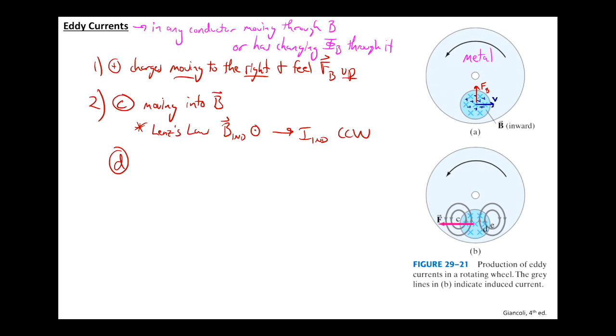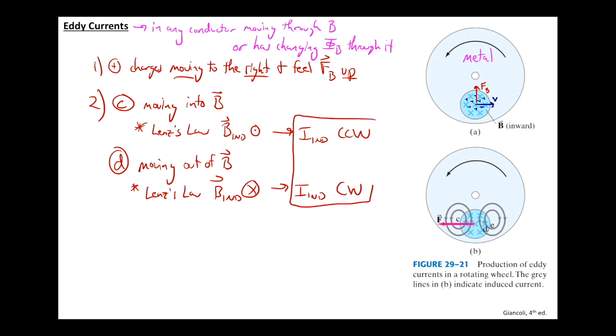Okay? So we could say D is moving out of the magnetic field. So once again, Lenz's law, we have a B induced that is into the screen, which is going to give me I induced, which is clockwise. These little induced currents in the region of the metal that's passing through a magnetic field are what we call eddy currents.